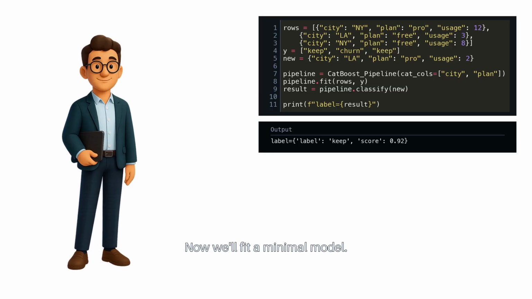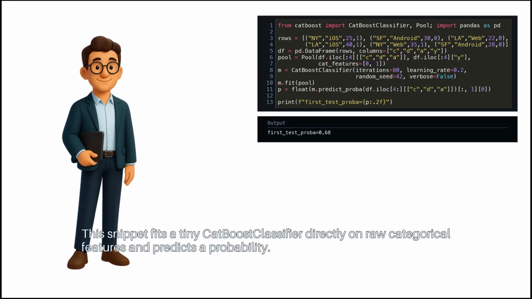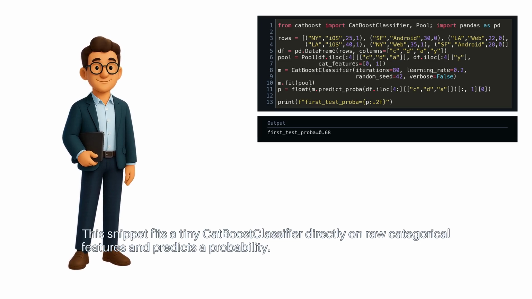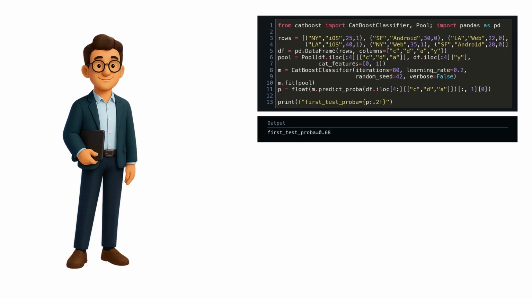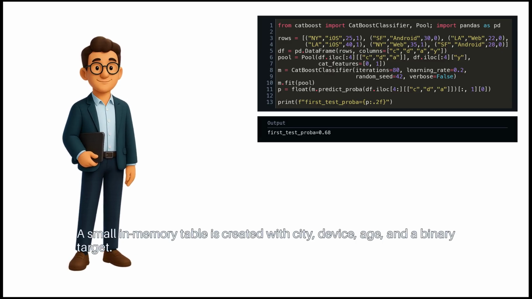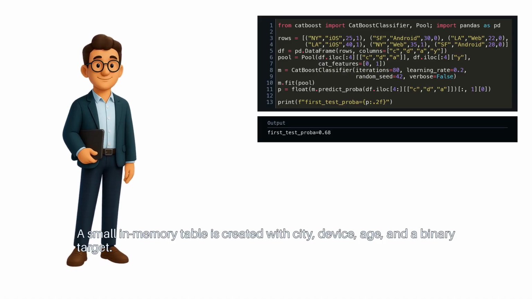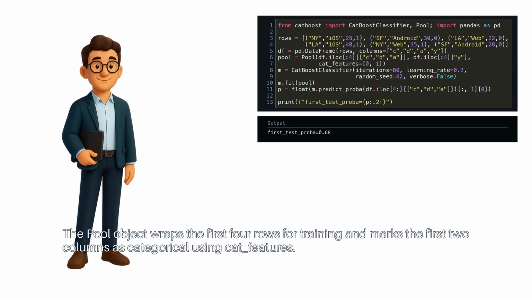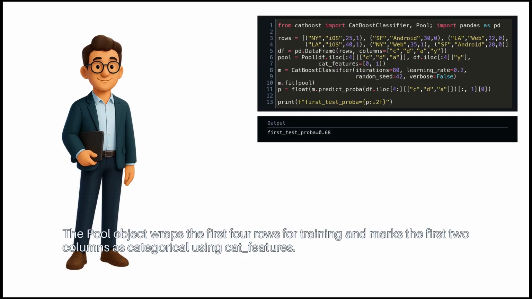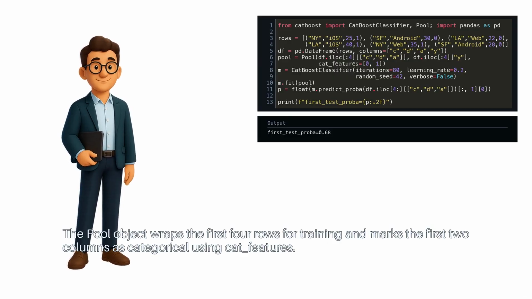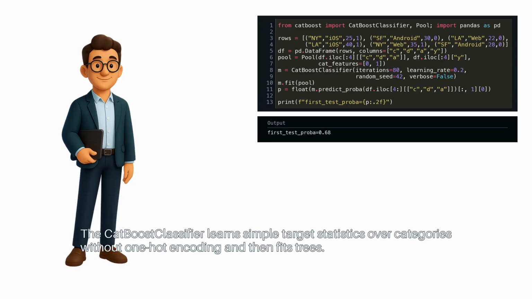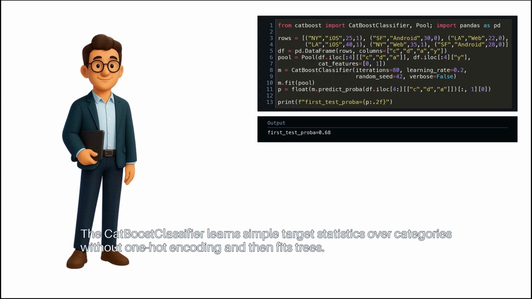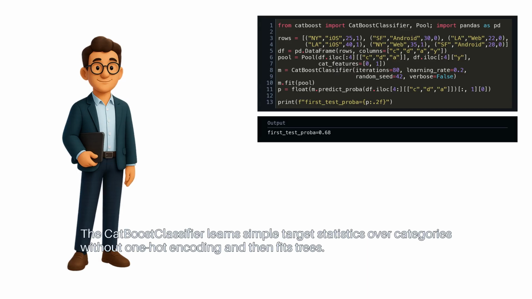Now, we'll fit a minimal model. This snippet fits a tiny CatBoost classifier directly on raw categorical features and predicts a probability. A small in-memory table is created with city, device, age, and a binary target. The pool object wraps the first 4 rows for training and marks the first 2 columns as categorical using cat_features. The CatBoost classifier learns simple target statistics over categories without one-hot encoding and then fits trees.